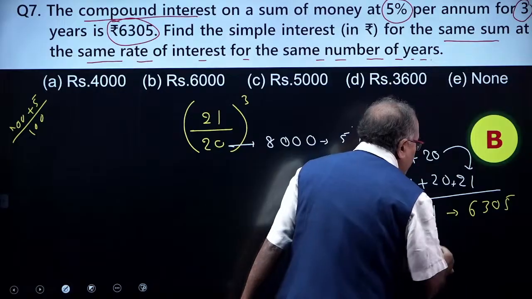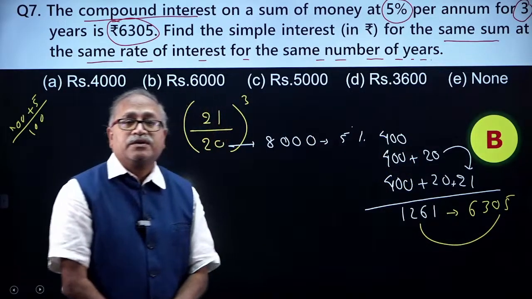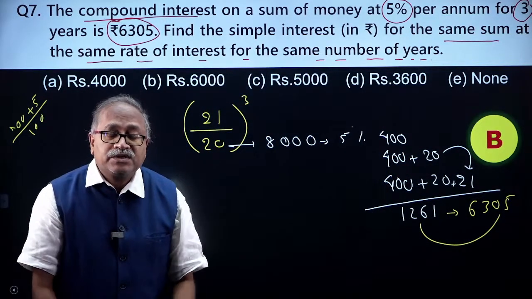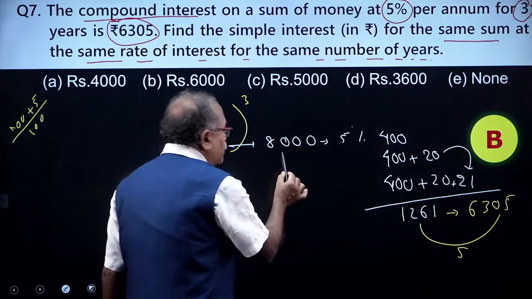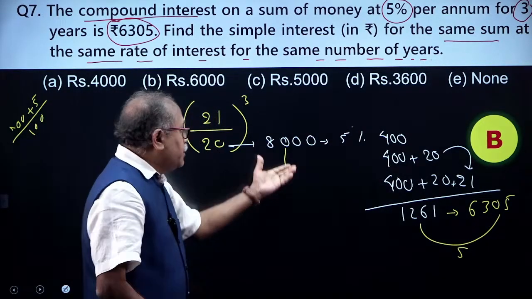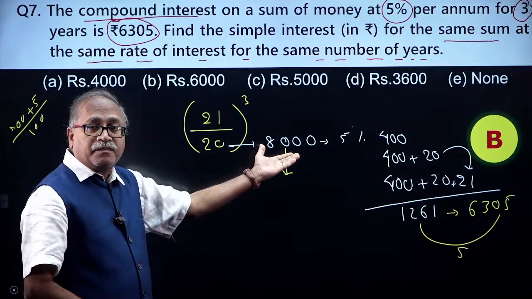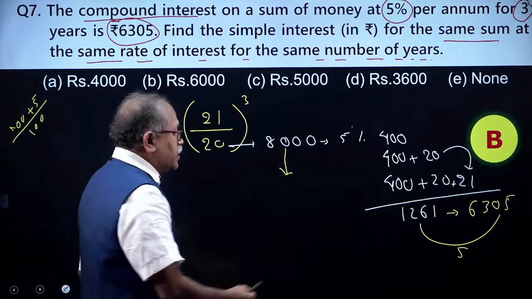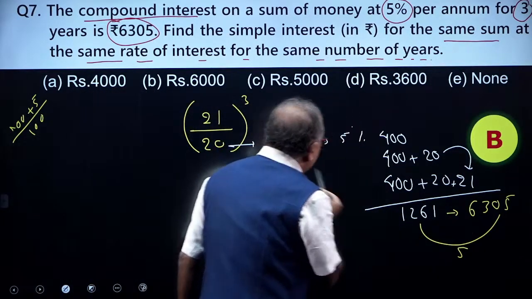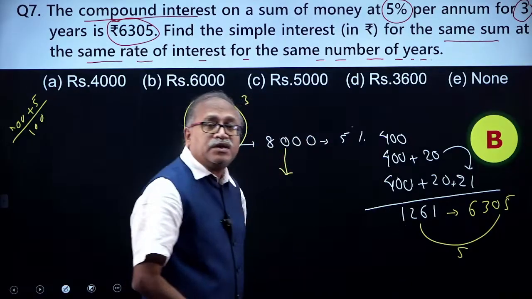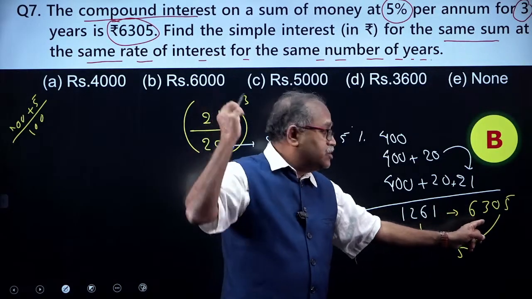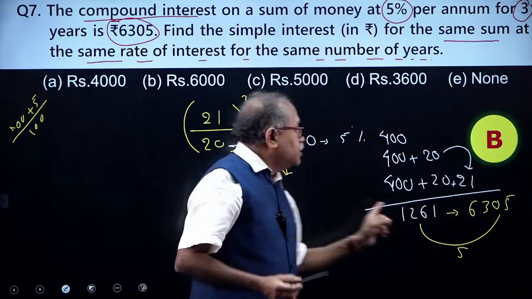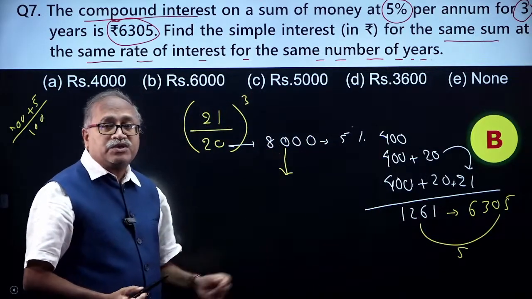6,305. Look at this one, this is how many times? Very clearly visible, it is 5 times. So, your original principal will be 5 times of this principal. This is the assumed principal. As the interest I am getting on 8,000 is 1261, but the interest we got according to the question is 5 times of this one. The principal will also be 5 times of this.